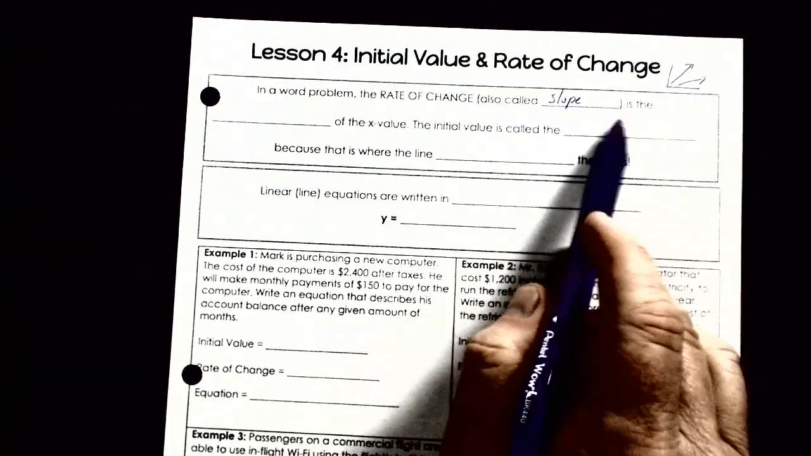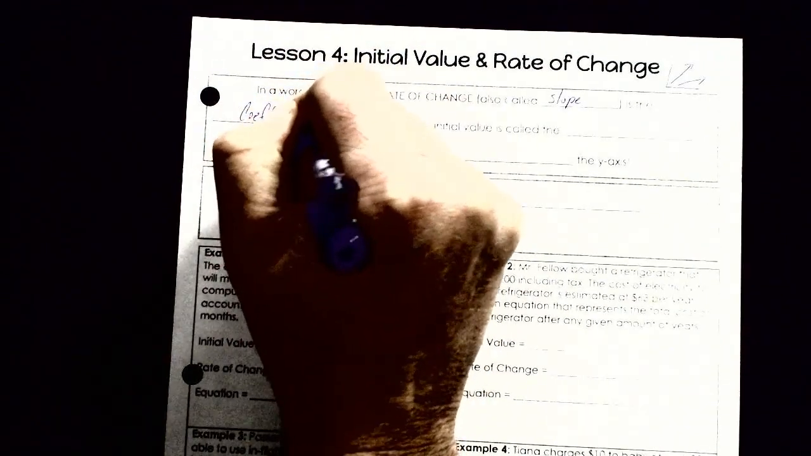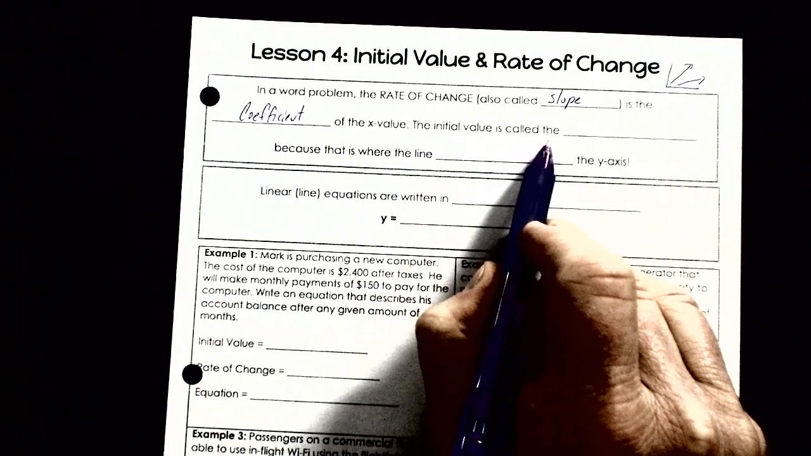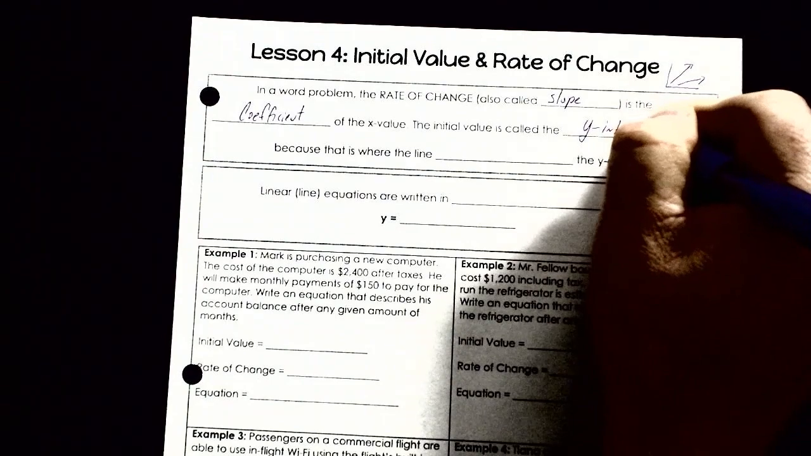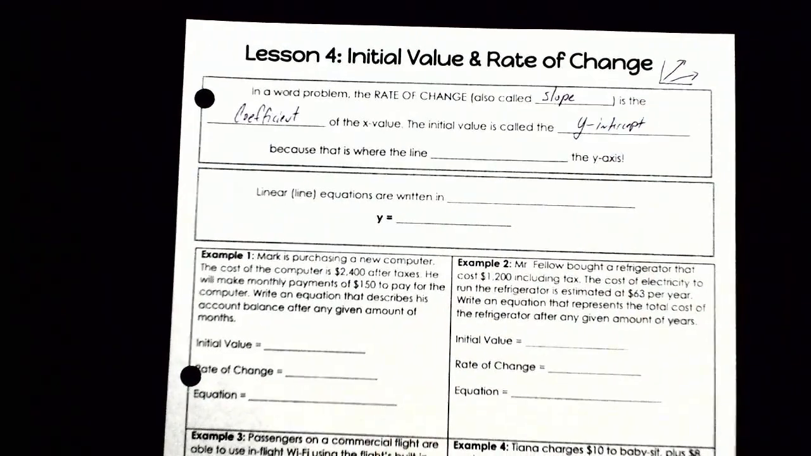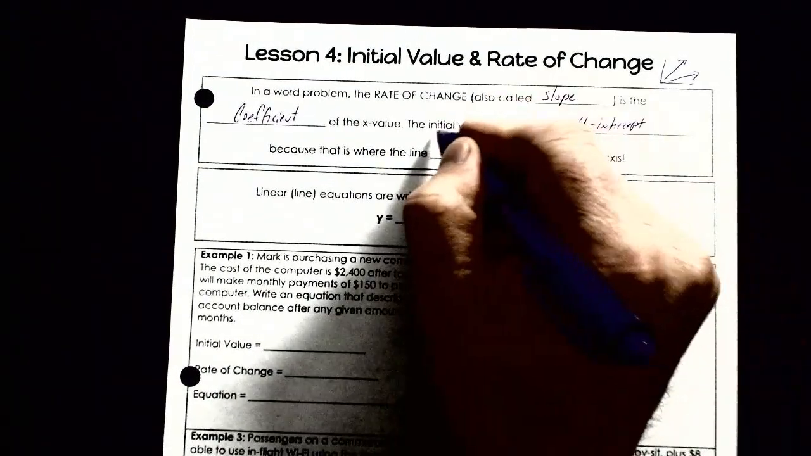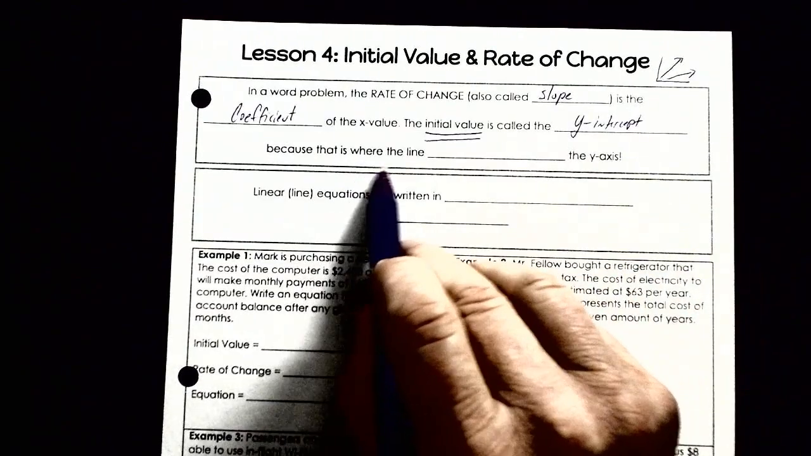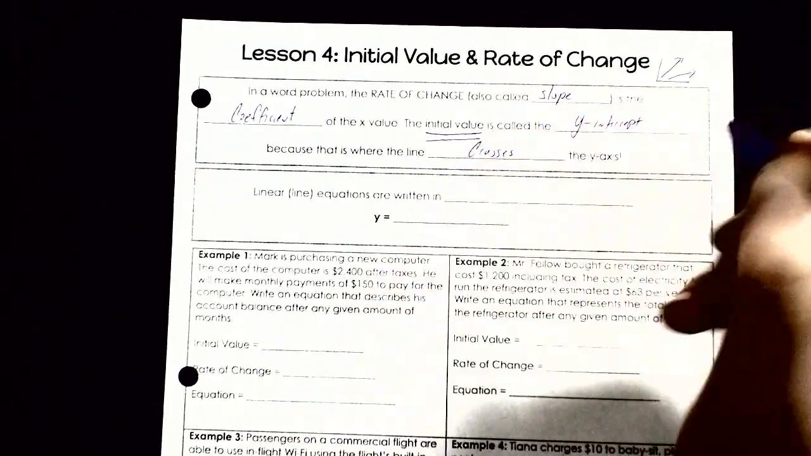Slope is the blank of the x value. It's the coefficient. And you know what coefficient is. The initial value is called the y-intercept. Okay, so we've got a coefficient as the x value, and the initial value means the starting point. So the y-intercept, because it is where the line crosses the y-axis.